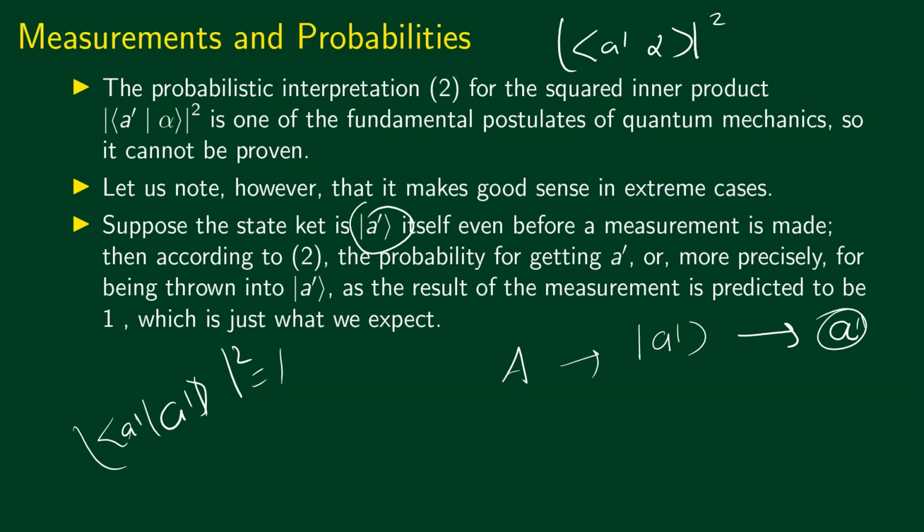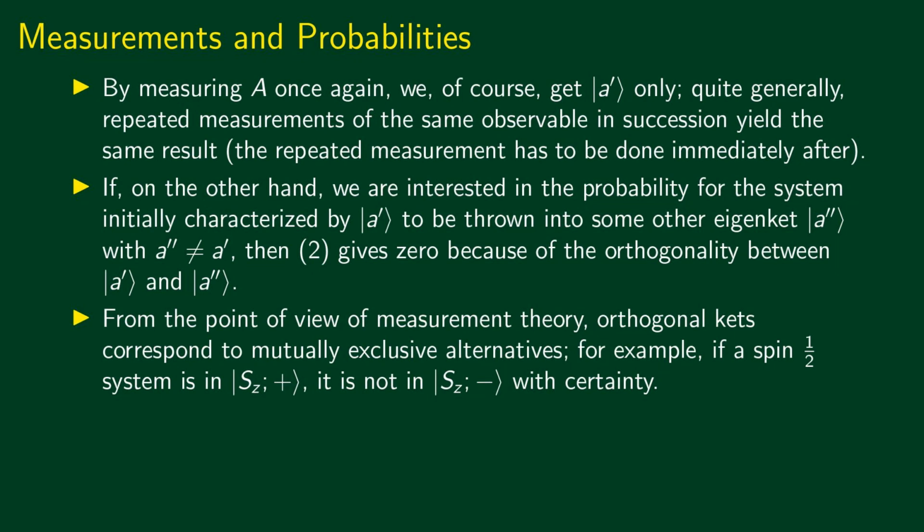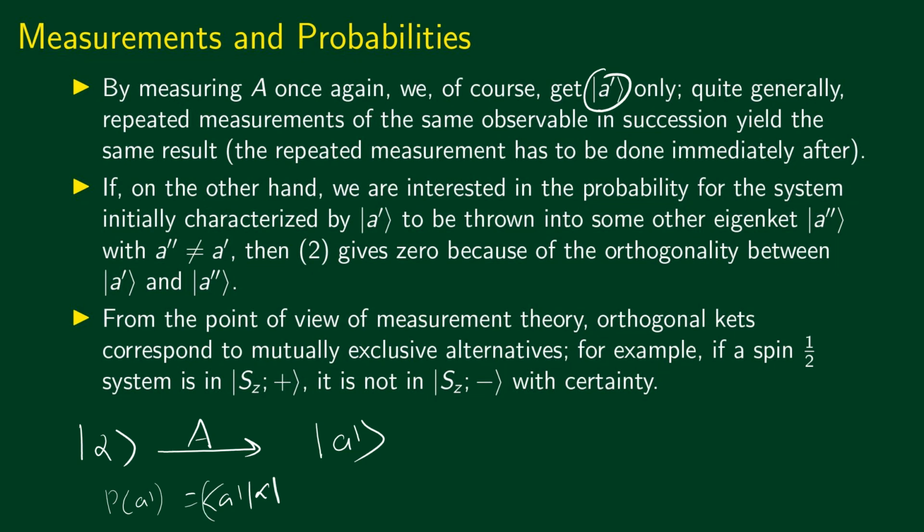Now, by measuring A once again, we of course get A prime only. So let's start with the state ket alpha, which is in a superposition of all the eigenkets of operator A. Now I measure the observable A on the state. Let's say that the state has changed to ket A prime. Now I can calculate the probability for getting ket A prime as the modulus square of bracket A prime alpha.